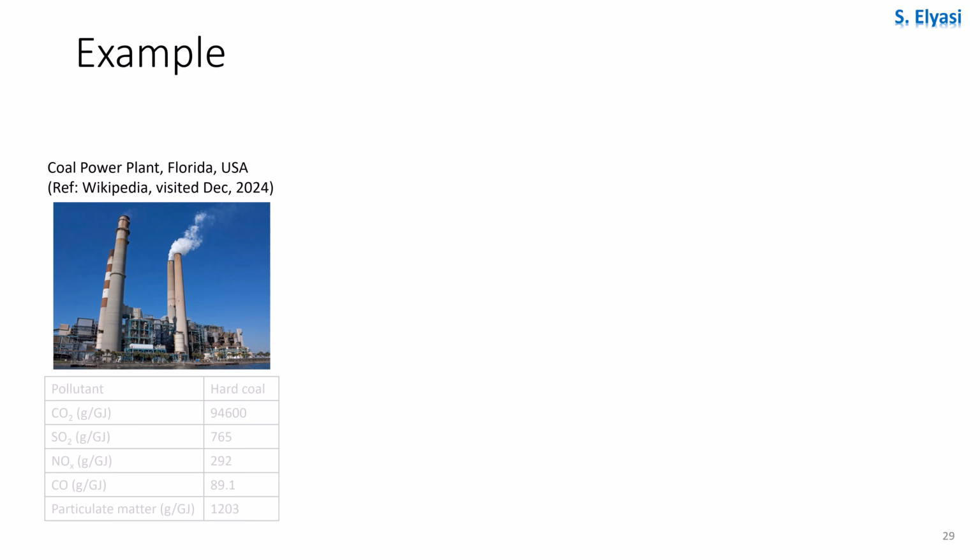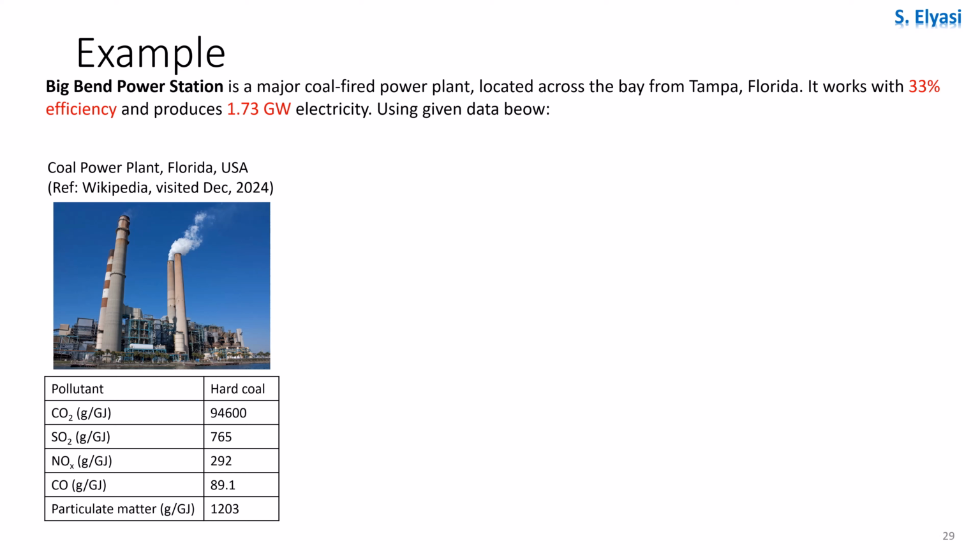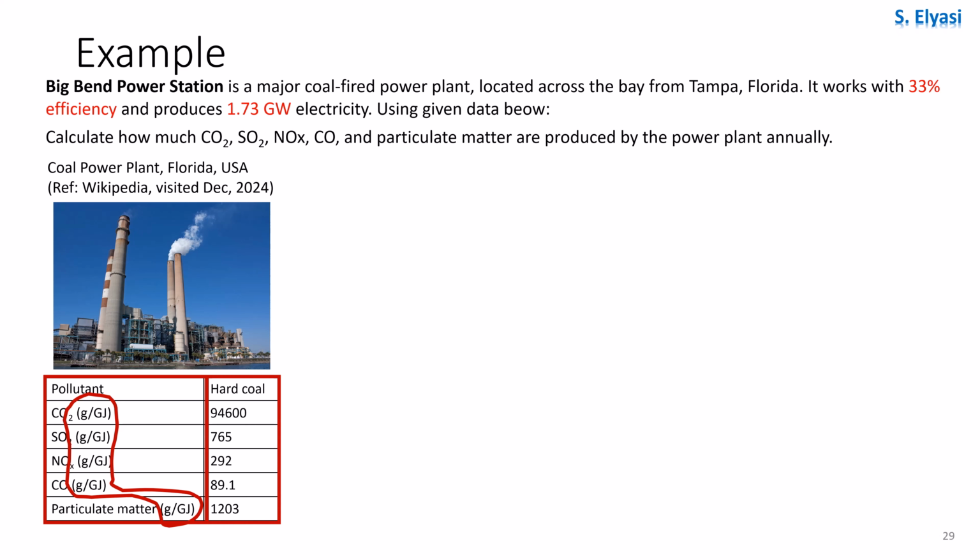This example demonstrates how to estimate the pollutant output from a power plant using coal as its primary energy source. The Big Bend Power Plant, located in Tampa, Florida, converts heat from coal combustion to electricity with a 33% efficiency rate, producing 1.73 gigawatts of power. The image and table provided below depict the power plant and list the amount of pollutants generated in grams per gigajoule of energy produced by burning coal. These figures are crucial for calculating the annual pollutant production.